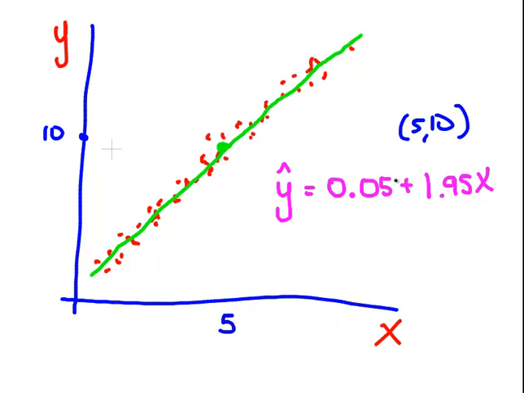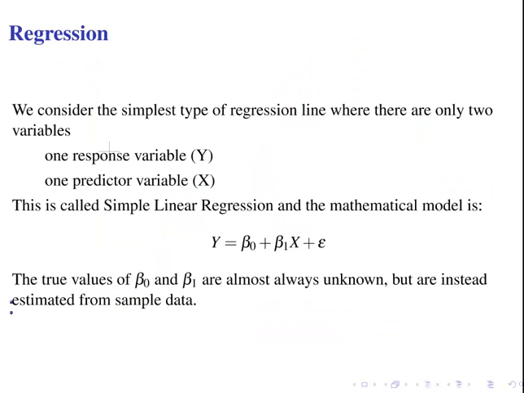This will be calculated from the data. We're going to talk about where that comes from shortly, but it's a big step in a regression analysis to construct this regression equation. We're going to consider the simplest type of regression line. There are only two variables: a predictor variable and a response variable. The response variable we usually call y, and the predictor variable we usually call x.